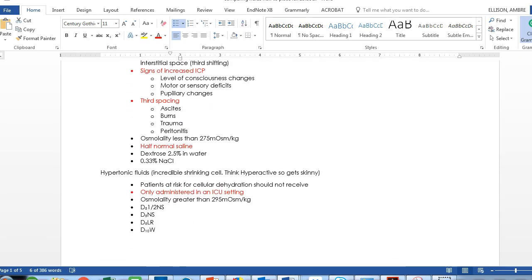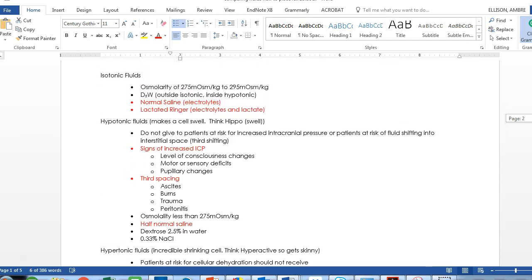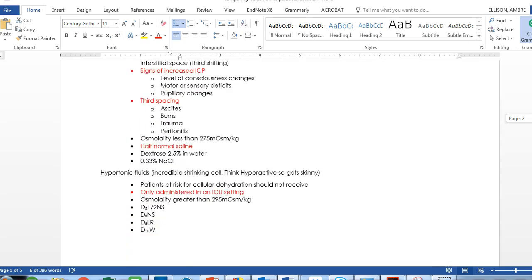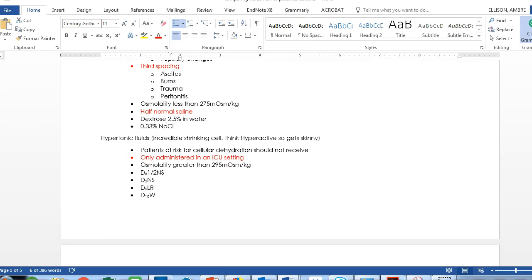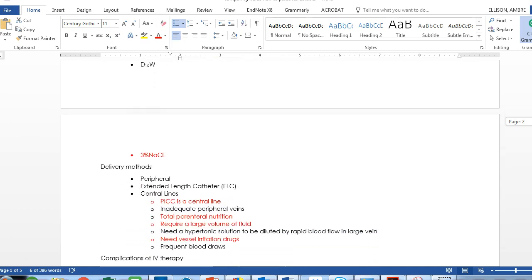And the big one, the isotonic fluid that I always remember is half normal saline. With hypertonic fluids, think of your incredible shrinking cell. They're hyperactive, and when you're hyperactive, you're running around and you're skinny. So it's only administered in an ICU setting, and it's only administered through a central vein. So I doubt anybody, like maybe 1% of the student population, will be administering a hypertonic solution at some time.